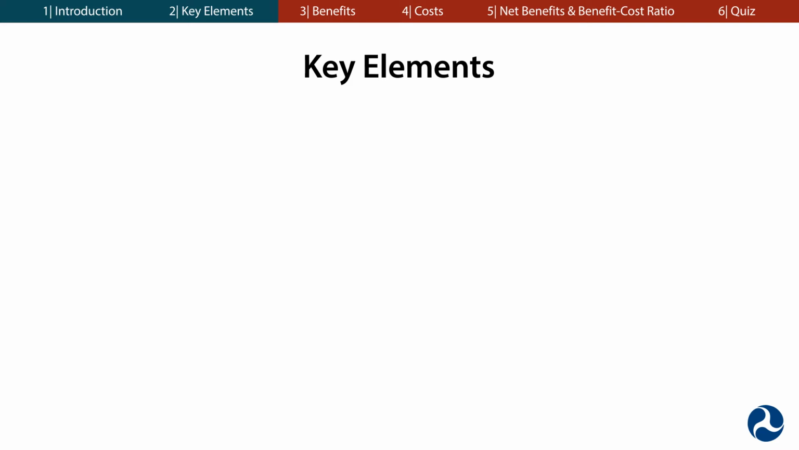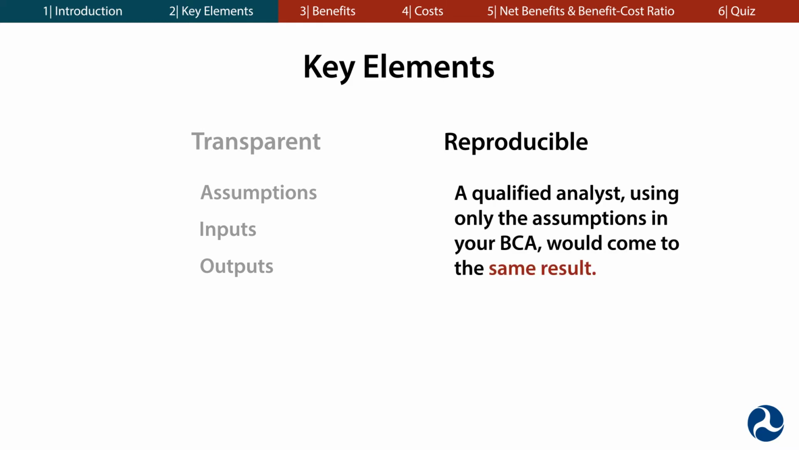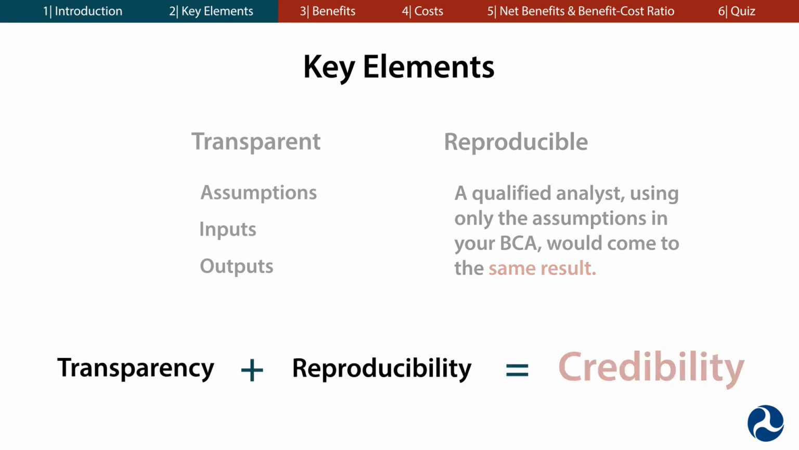All BCAs should be both transparent and reproducible. A transparent BCA is one in which all of the assumptions, inputs, and outputs are clearly outlined and documented. Reproducible means that a qualified analyst, using only the assumptions included in your BCA, would come to the same result. Transparency and reproducibility lend credibility to your analysis. Here's a helpful hint.